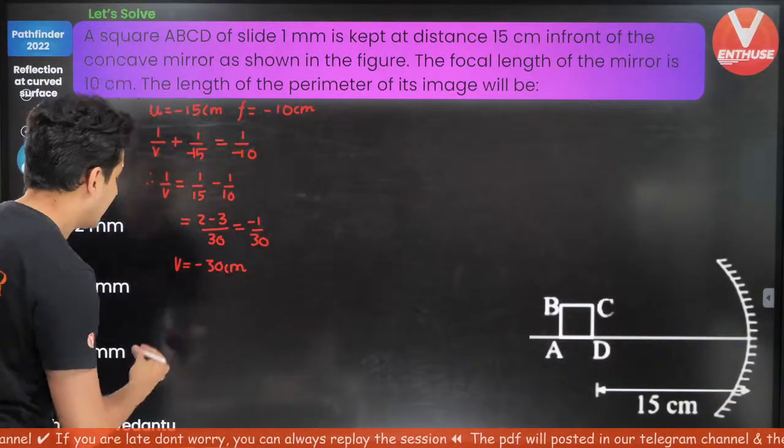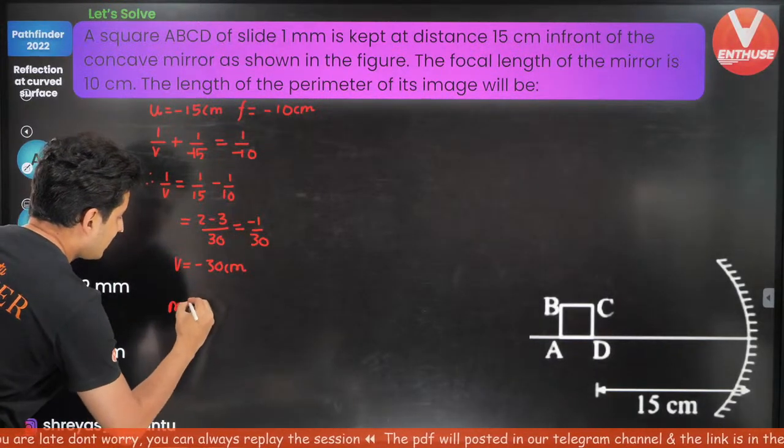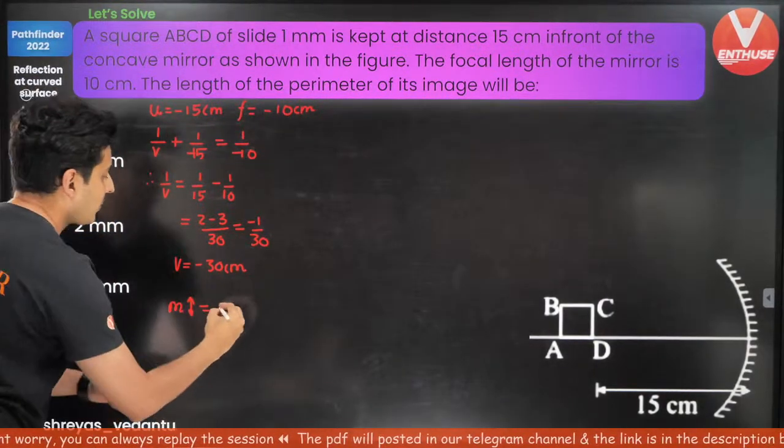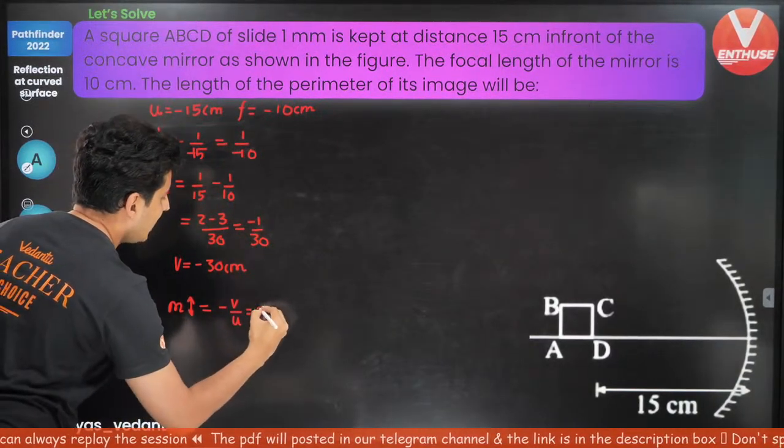That's what I got. Next, we'll find both the magnifications. The magnification perpendicular will be minus V by U, which is minus of V.